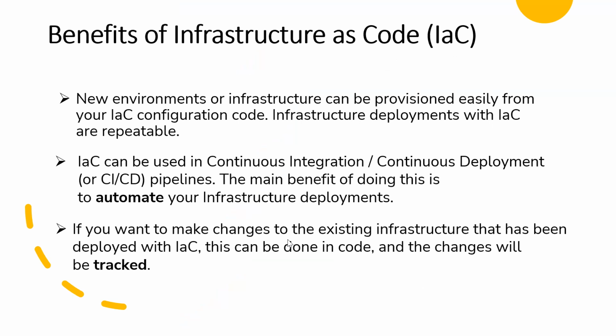And the new environments or infrastructures can be provisioned easily from IaC configuration code. Infrastructure deployments with IaC are repeatable. For example, the very first benefit is you can deploy the resources very fast. There are many resources. We are going to create security group, VPC, IAM, user groups, policies in a single code. You can provision all of them together in a single go.